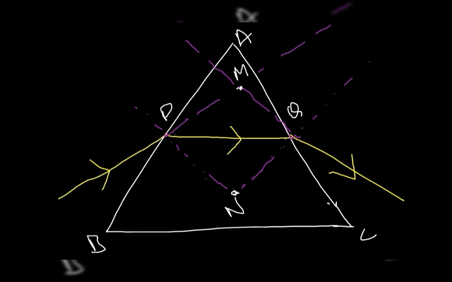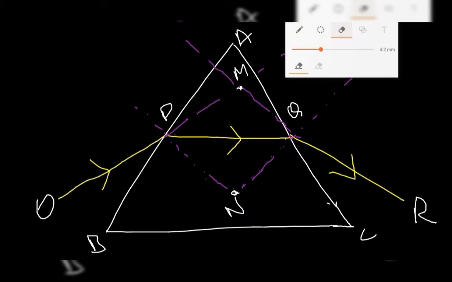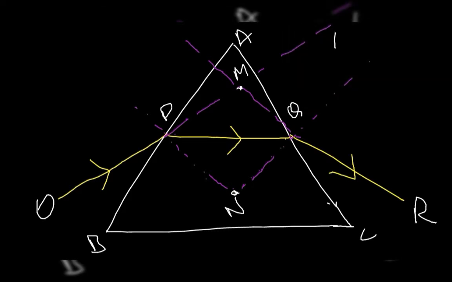Let's say this point is O, let this be R, and let's say I make this L. So this is the whole diagram. You have to draw this in your exam, so remember this.